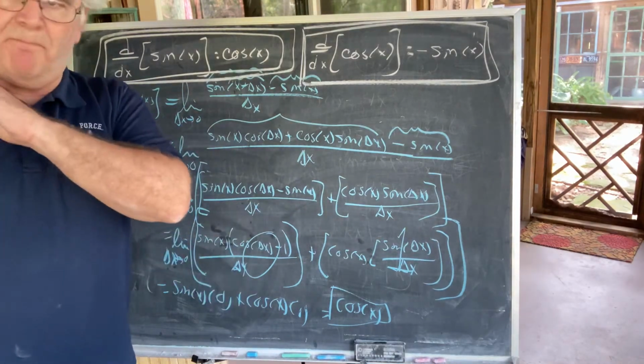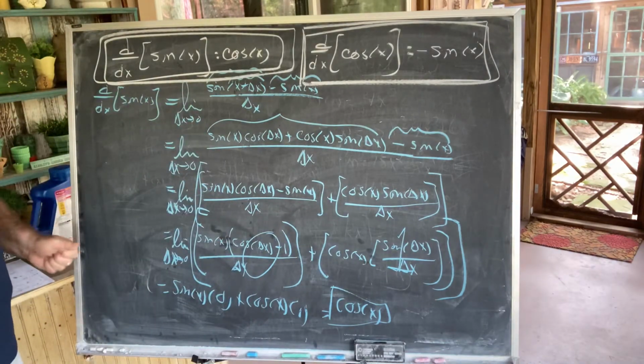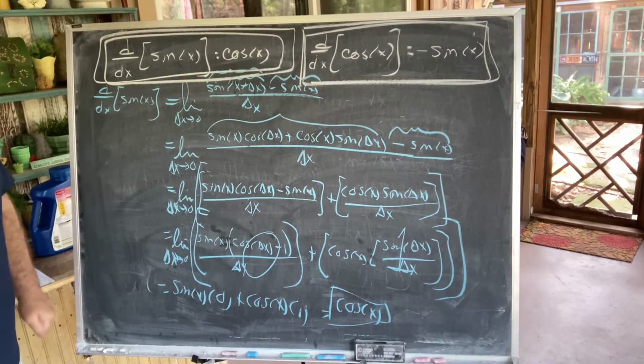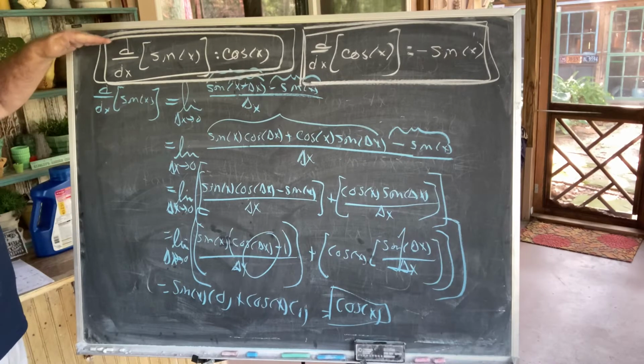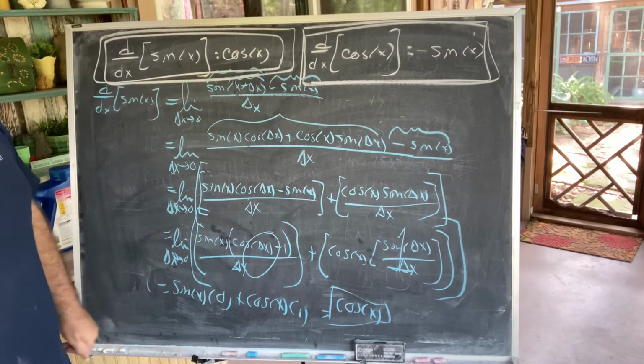Those need to be bedrock without any question. Those need to be absolute, completely etched into your DNA. The derivative of sine is cosine. The derivative of cosine is negative sine.